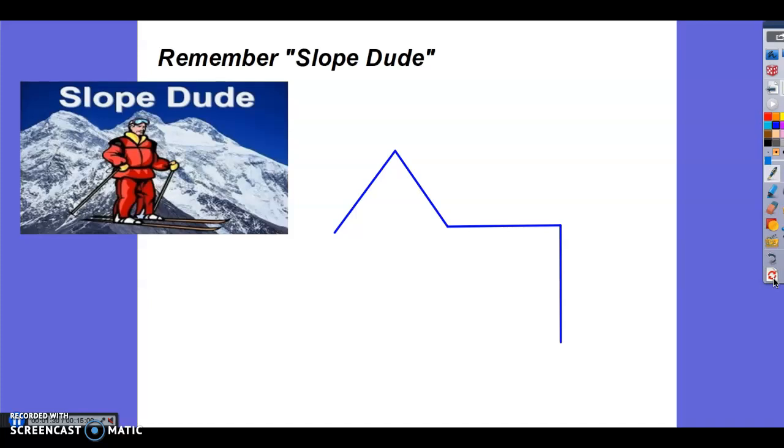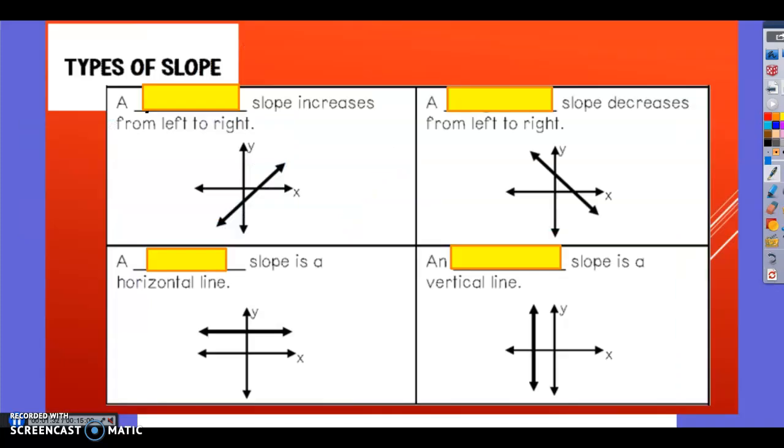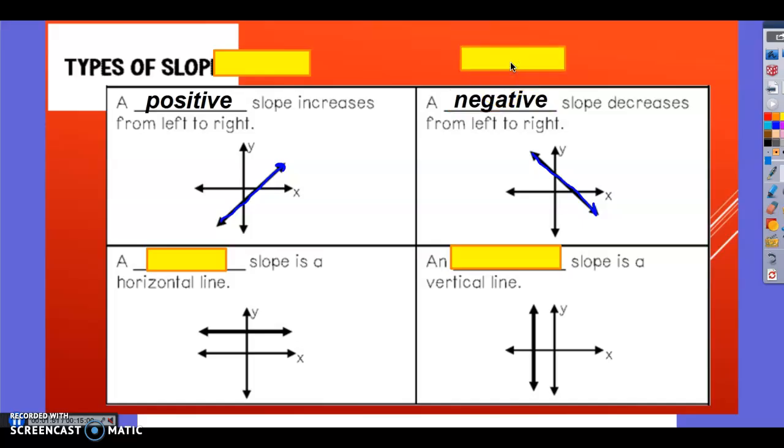So let's practice that. Remember that you read a graph as you read a book. You look at it from left to right. So if you're going uphill from left to right, you would say that that slope is positive. If you are going downhill from left to right, you would say that that slope is negative. If you have a horizontal line, remember that is zero fun if you're skiing on that. So your slope is zero. And if you have a vertical line, it's the worst curse word in math because you're falling off the cliff and you say that slope is undefined.